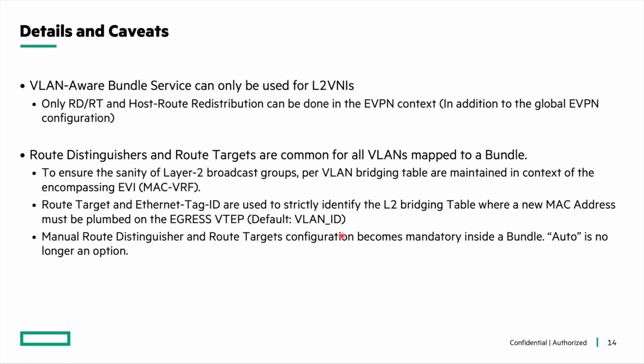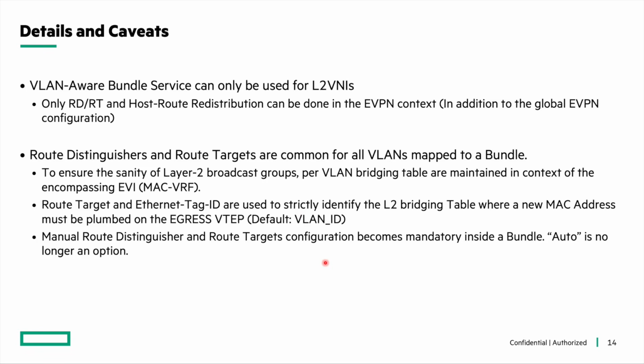As we already mentioned, those items are common to all VLANs assigned to a bundle. So what does it mean exactly? First, it means that in order to keep isolation between broadcast domains, each MAC VRF will have a separate table for each VLAN. Secondly, the route target used with Ethernet tag ID is used to identify this layer 2 bridging table in which the new MAC address must be stored on the egress VTEP.